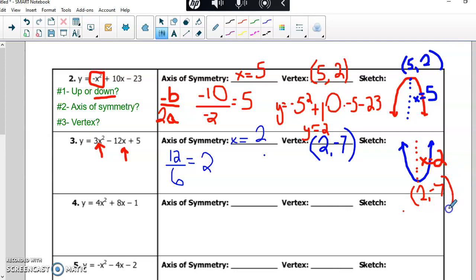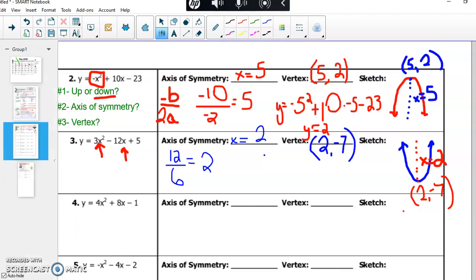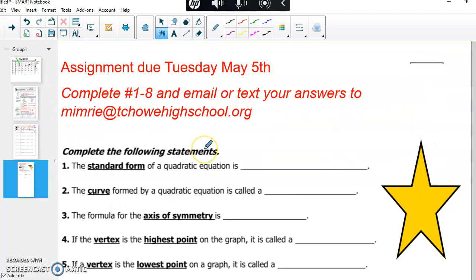Now, obviously, as we go through, our graphs are going to get more and more accurate, but these are the fundamental pieces that we need to understand in order to be able to move on with parabolas and enter new information. So let's go ahead and jump to our reminder for what our assignment is.